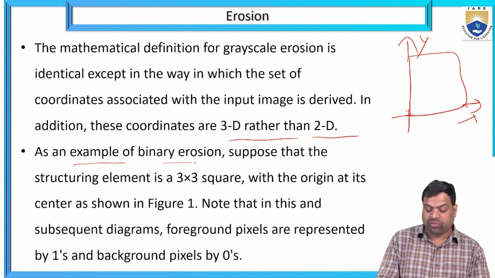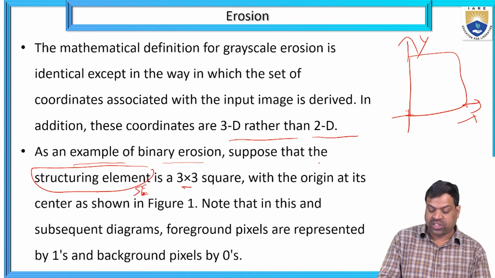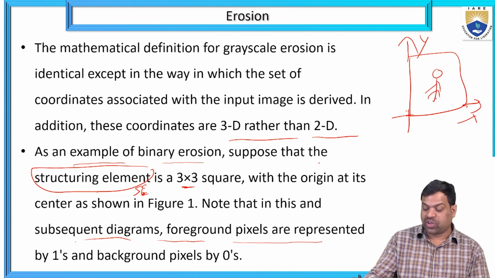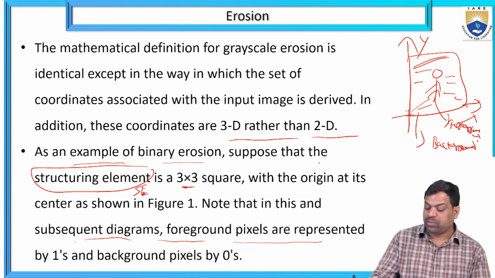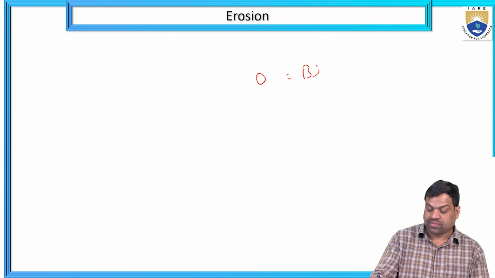For the example of binary erosion, suppose that the structuring element SE is a 3 by 3 square with the origin at its center, as shown in the figure below. Note that in the subsequent diagram, foreground pixels are represented by 1s and background pixels by 0s. Suppose this image is the foreground, and the rest are all background. Background is 0 and foreground is 1. Suppose I take 0 equal to black, then 1 equal to white, obviously, because I have to represent grayscale only.